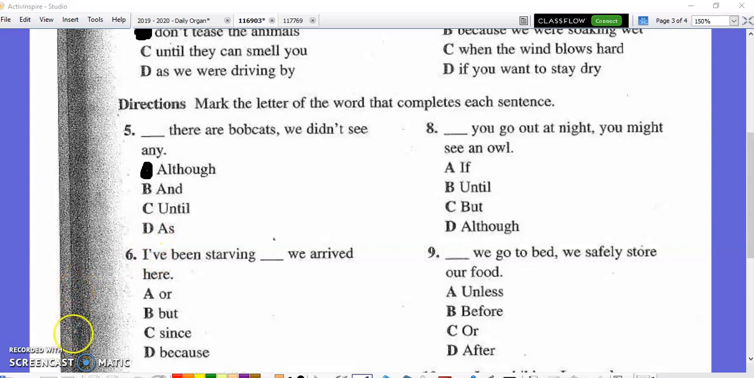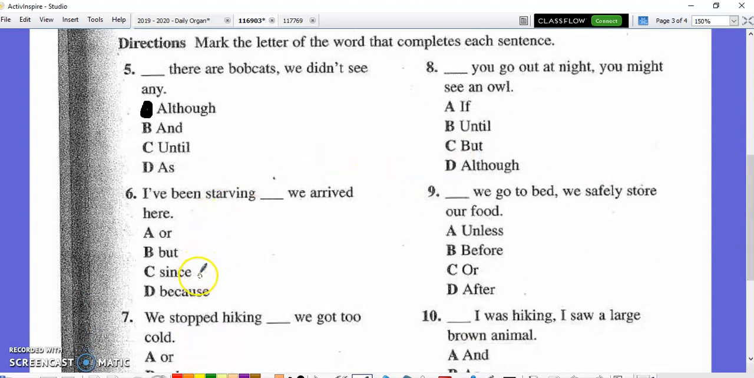The word that best completes this sentence is although. Although there are bobcats, we didn't see any. Moving down to number 6. Which of these words best fills in this sentence to make it complete? I've been starving, blank, we arrived here. Is the answer A, which is or, B, the word but, C, which is since, or D, because? Select your response now.